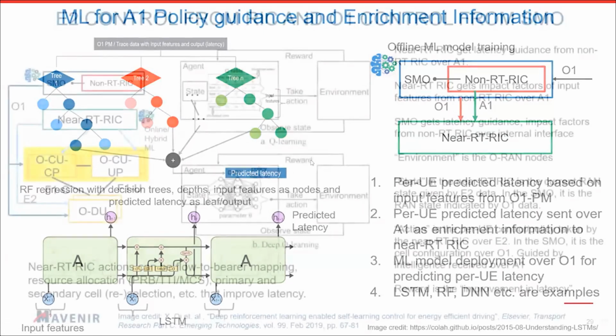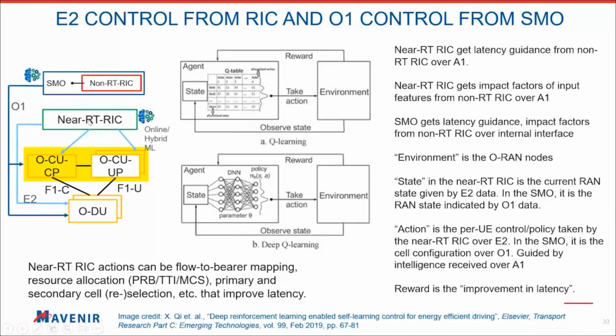Okay. Now the final slide, what you'll see here is what kind of machine learning models can be used inside the near real-time RIC. So the previous slide, we basically saw the machine learning models that can be used inside the non-real-time RIC that can be sent over A1. Now in this slide, you can see machine learning models that can be used inside the near real-time RIC. Now the near real-time RIC cannot really have so much computation or storage to do offline machine learning model training. So they basically have reinforcement learning kind of machine learning models that can be done in the near real-time RIC.